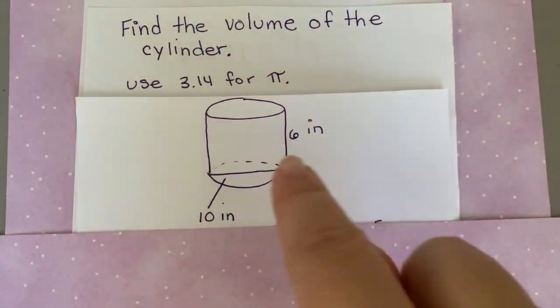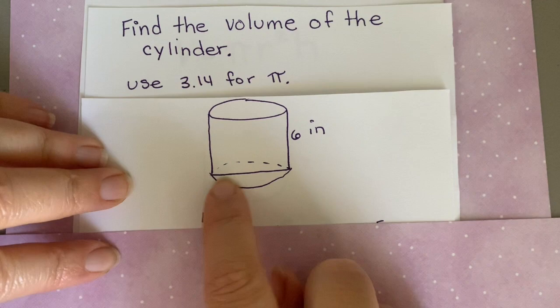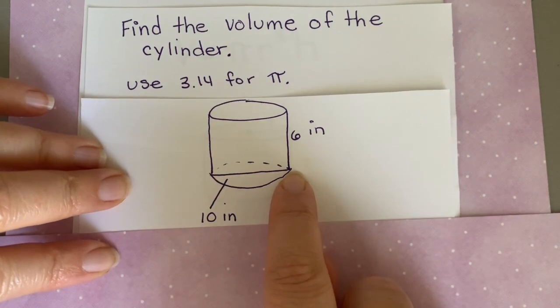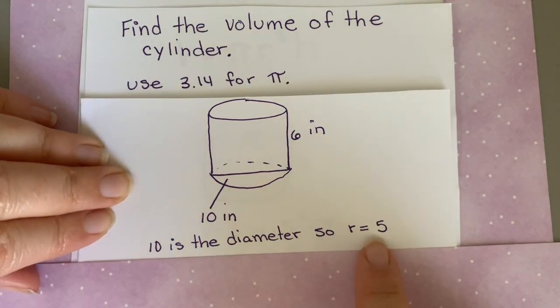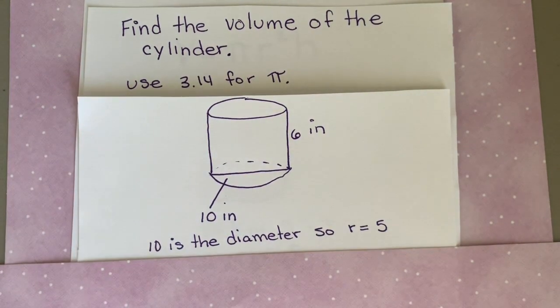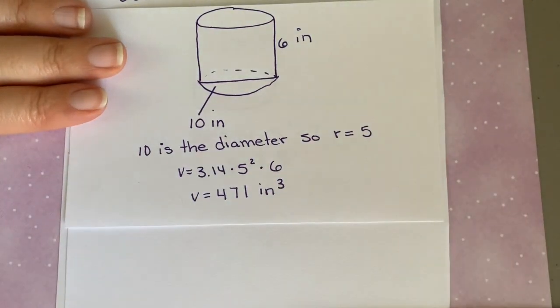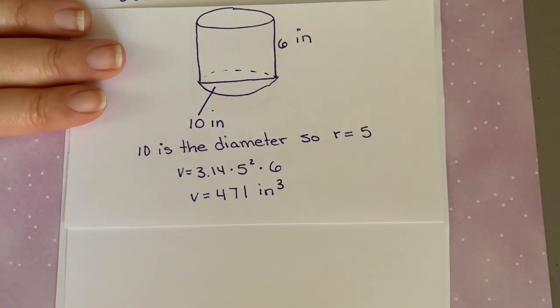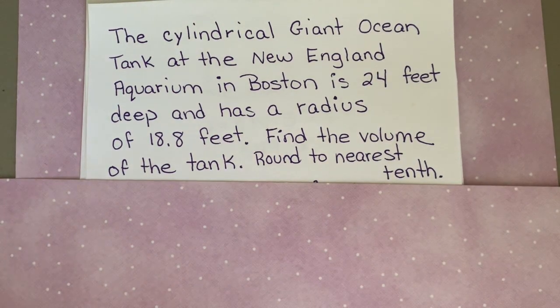Looking at this problem, can you find what the difference is between this one and the other problems that we have been doing? It gives you the diameter instead of the radius. So to find the radius, you just have to find half of the diameter, which is 5. Now you can solve the problem just like we've been doing. And your answer would have been 471 inches cubed.